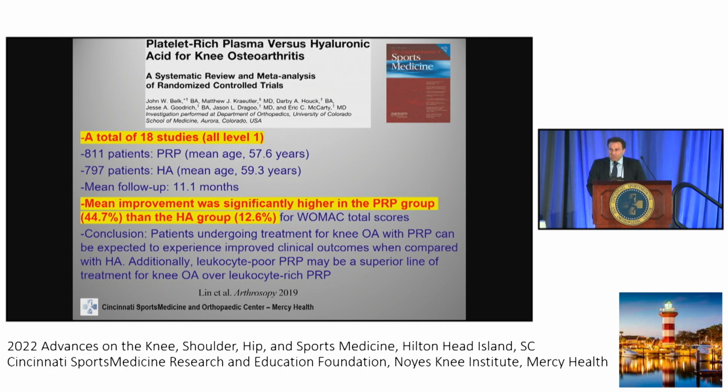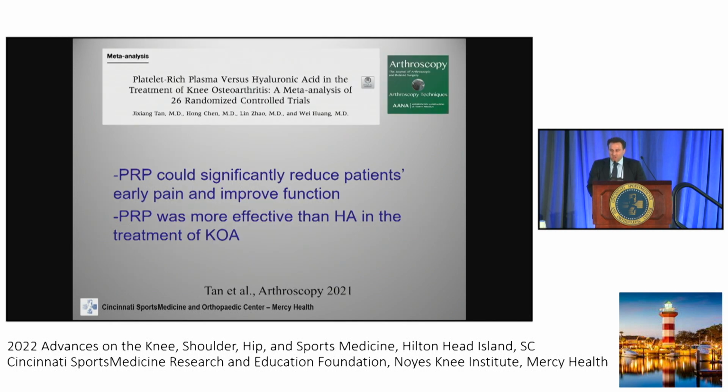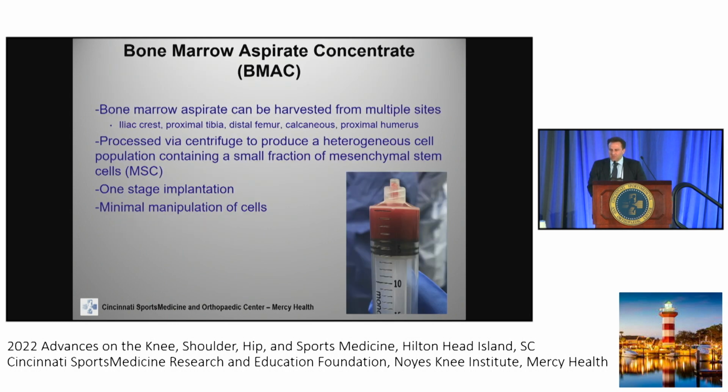Really good data when we're looking at PRP and osteoarthritis. This was a systematic review from a couple years ago, 18 studies, all level 1, with significantly higher improvements with PRP compared to HA. Another recent, very high-powered study, a meta-analysis of 26 randomized controlled trials, found PRP was more effective than HA for treatment of knee osteoarthritis. So really an abundance of literature to support PRP's usage for knee osteoarthritis.